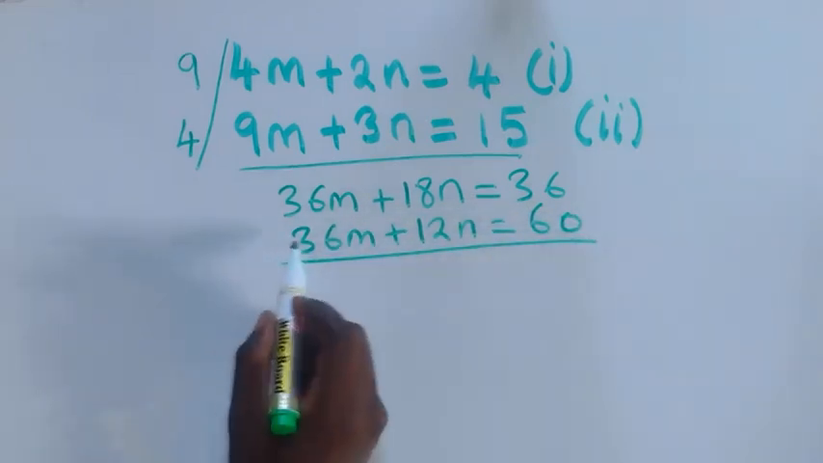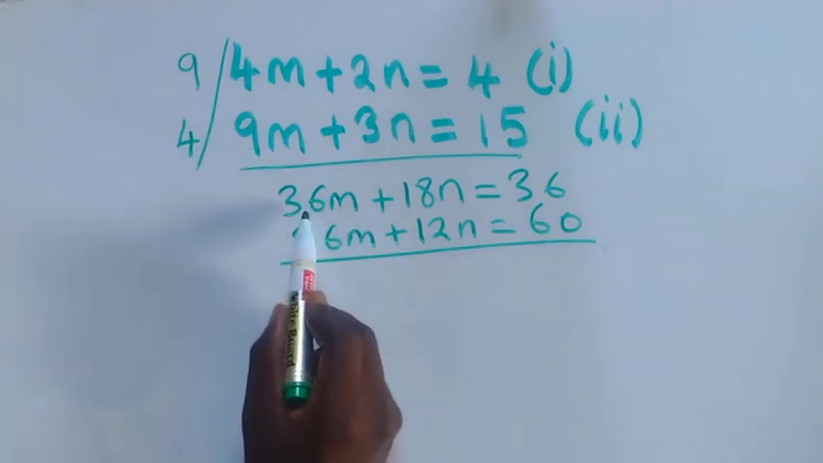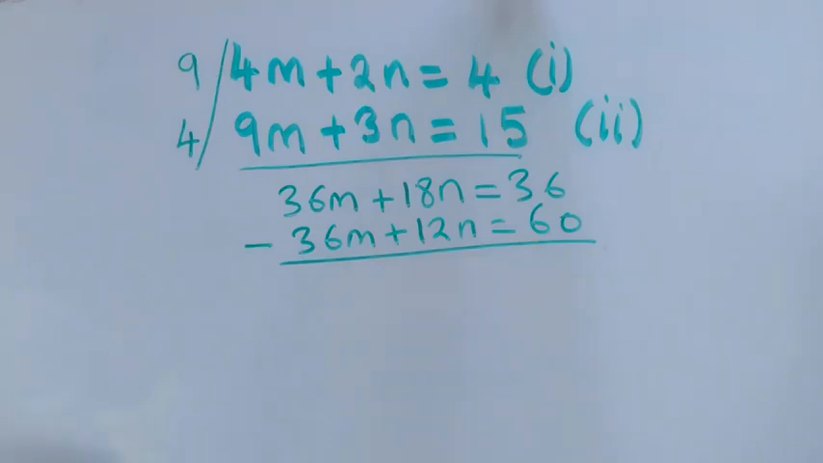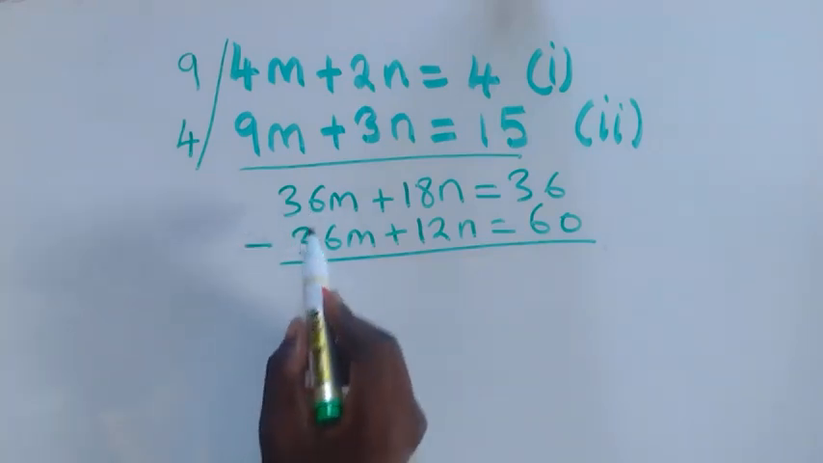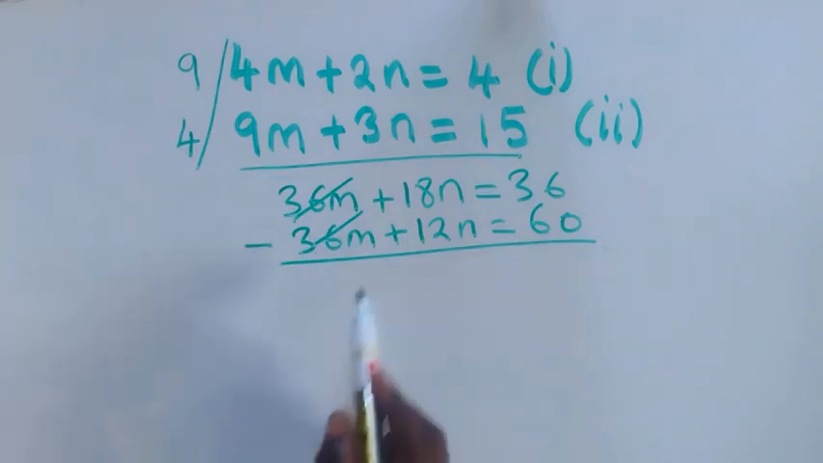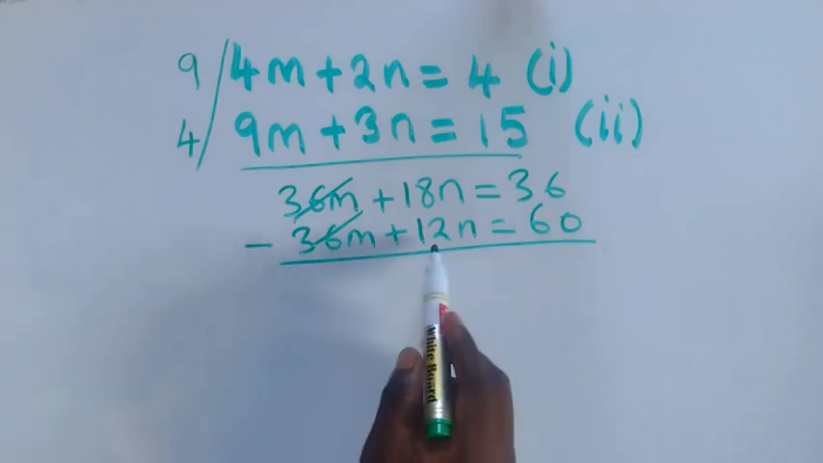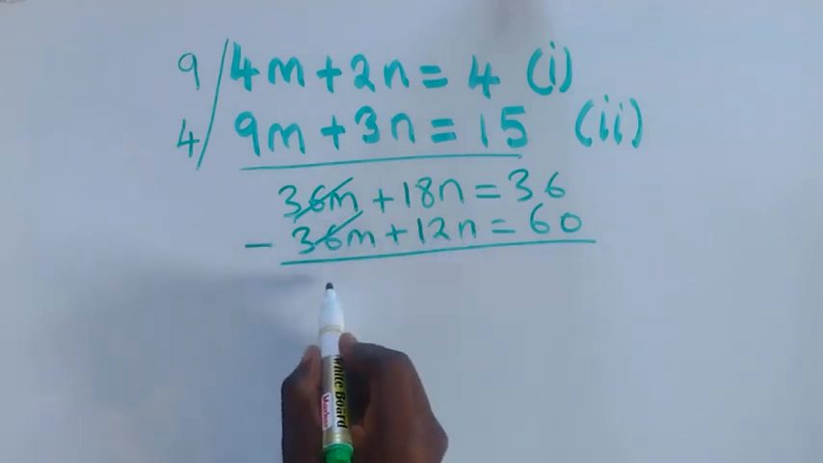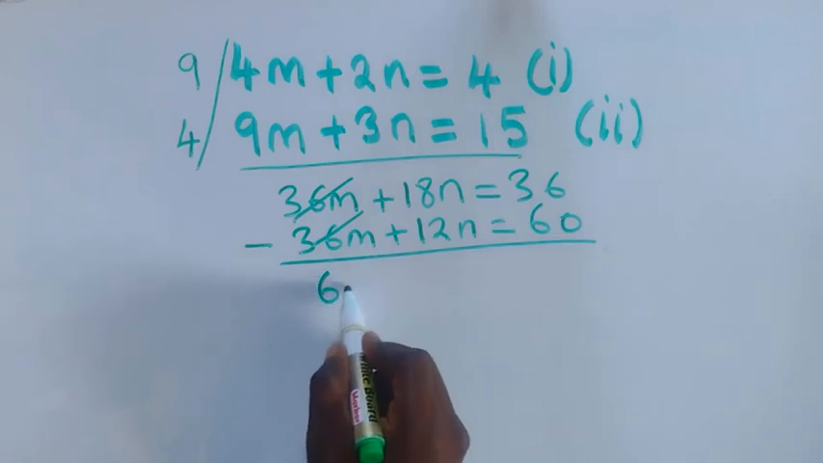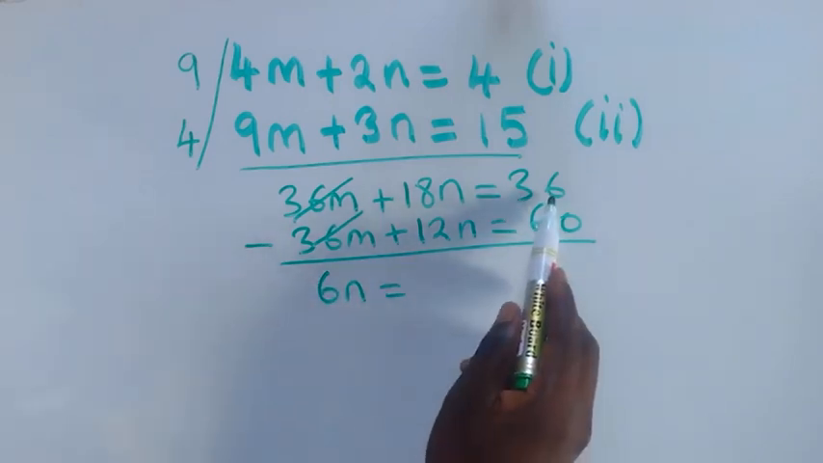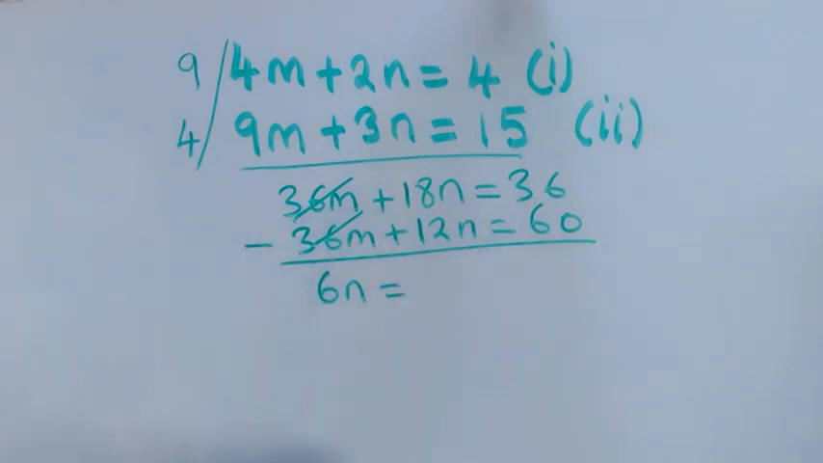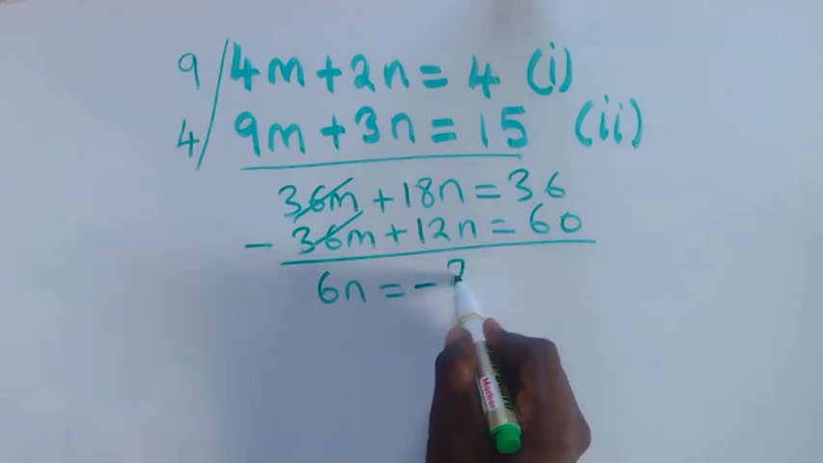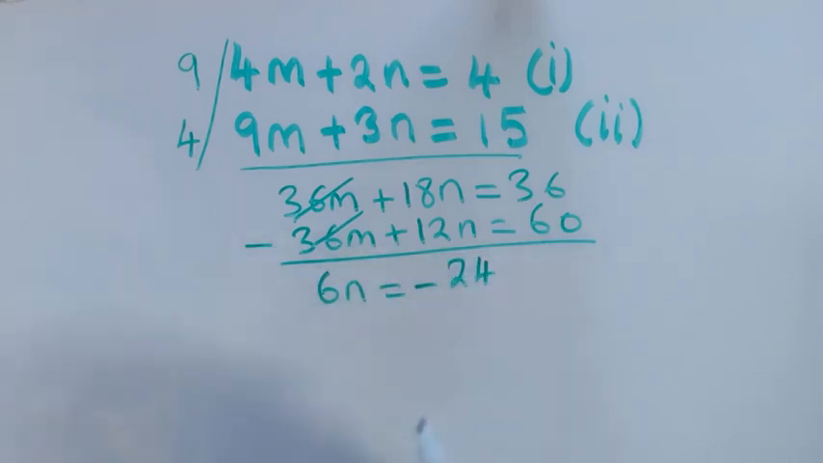Okay, so in order to eliminate m and m, we have 36, 36. We can use the minus operation here so that this minus this will cancel. So these will cancel, give us a 0. Then 18n minus 12n to give us 6n equal to 36 minus 60. Okay, 36 minus 60 will give us negative 24. I hope this is clear.